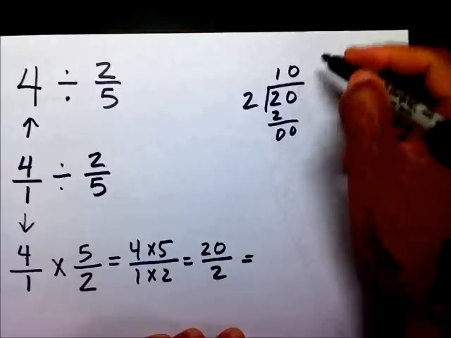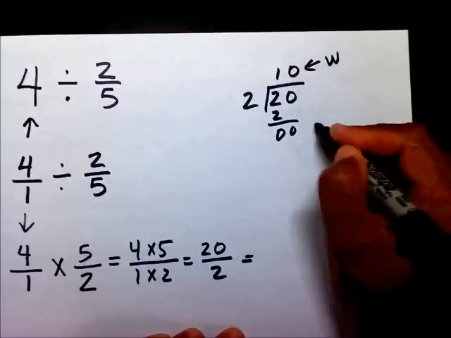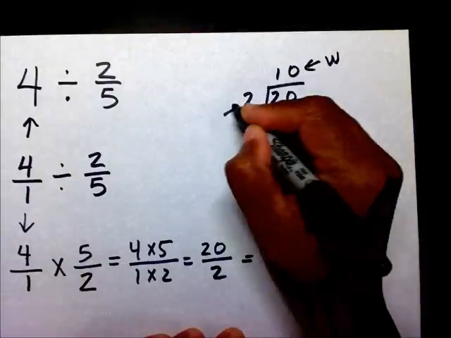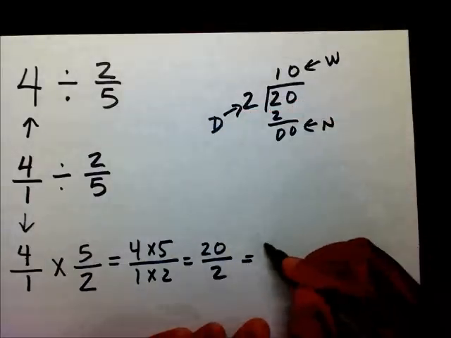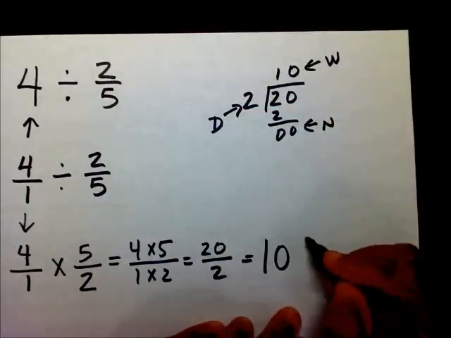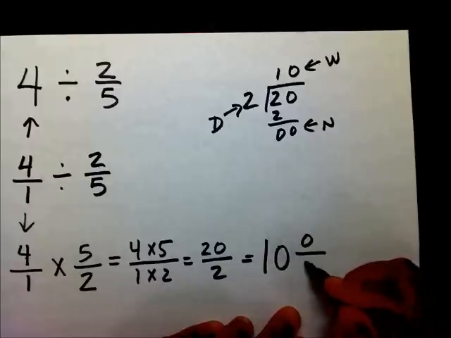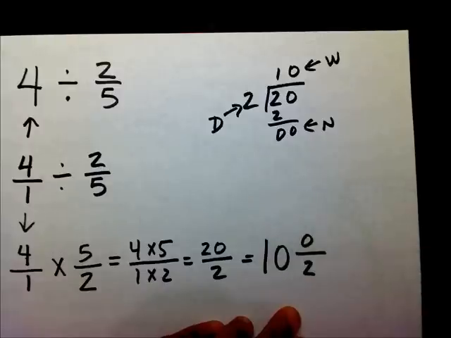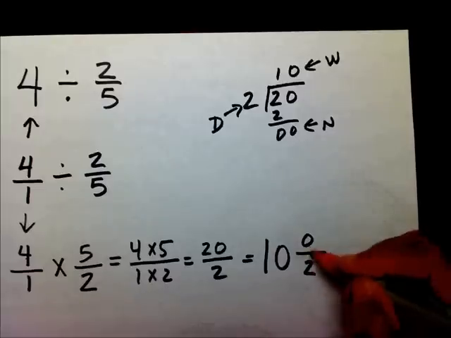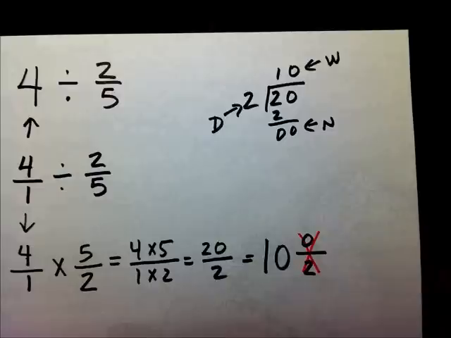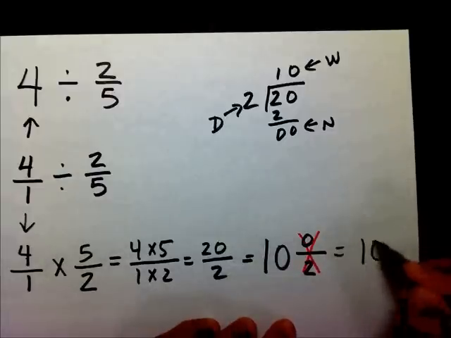This is my whole number. This is my numerator, that's my denominator. So my whole number is 10, my numerator is 0, and my denominator is 2. And just like in the previous video, whenever you have a 0 in your numerator, you can just cancel it out because that's 0. So the final answer is just plain old 10.